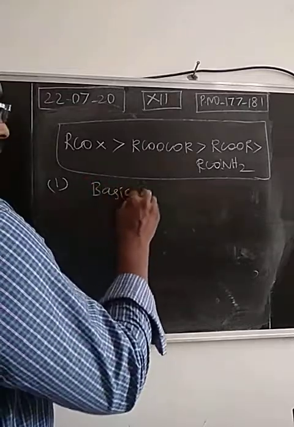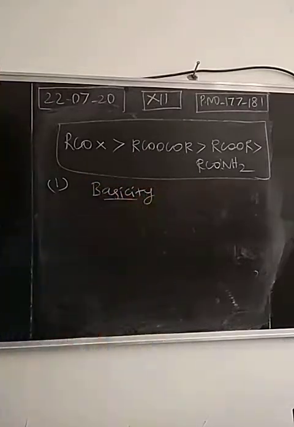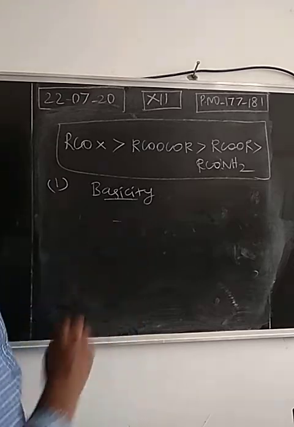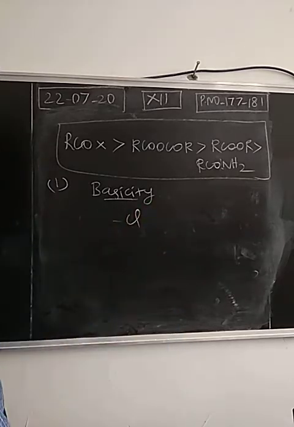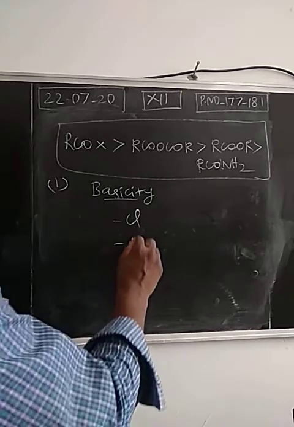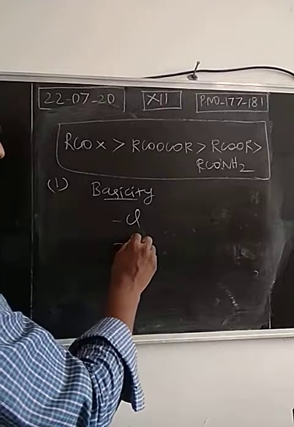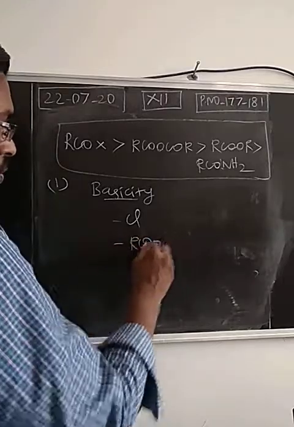One is basicity. So we have halogen. What are the replacing atoms or groups? It may be a halogen or RCOO.